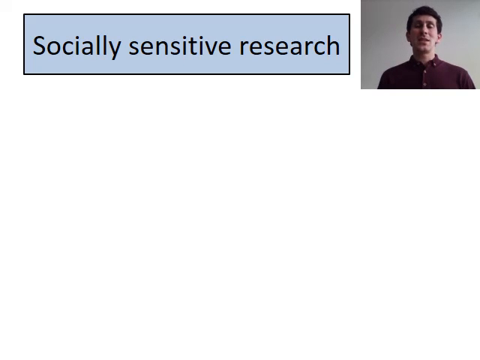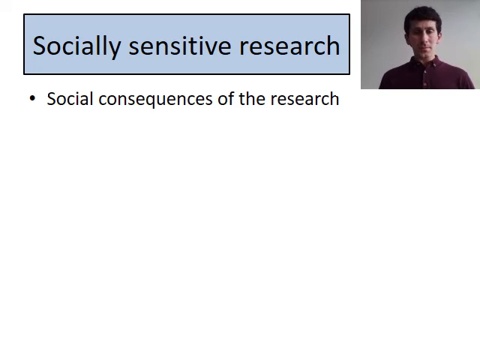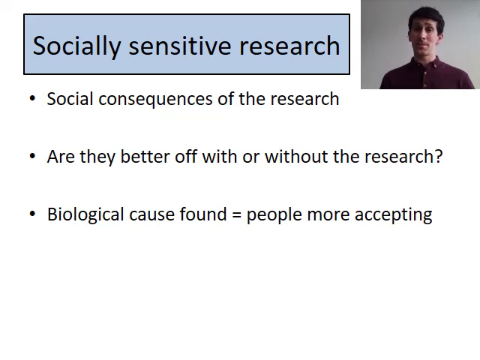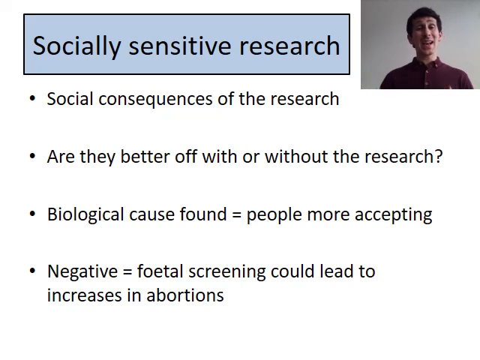There's also the idea that this is very socially sensitive research. And by this we mean there are social consequences to this research being conducted. Are people better off with or without it? So if a biological cause is found, maybe people will become more accepting of gender identity disorder. Maybe they'll say, right, people are born with that, that's the way they are, we can understand that. However, a negative of it is, once we start doing fetal scanning, then if you found out that there is a gene and your baby had the gene for gender identity disorder, it's most likely going to result in an increase in the number of abortions, because it is a very difficult thing to deal with. So people might take the option of aborting instead.